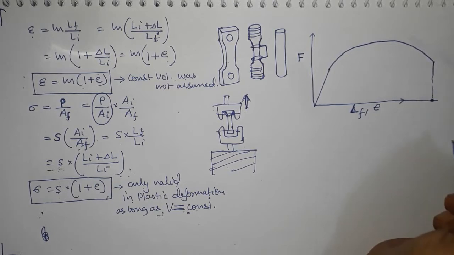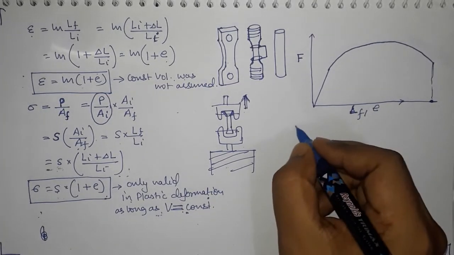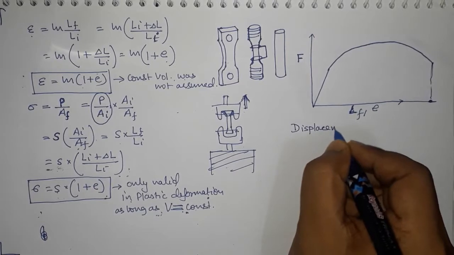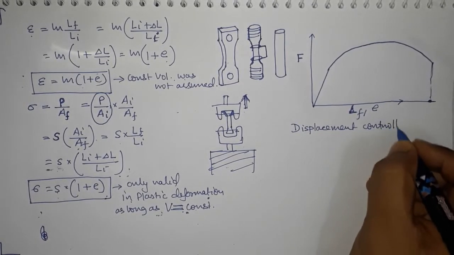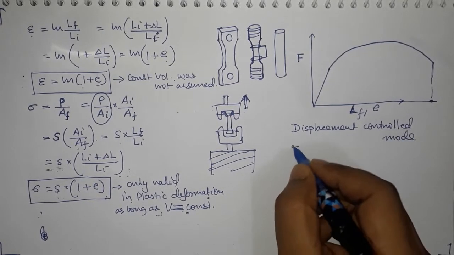Okay, so you will have the final point here. Then you will have to stop the machine, or if it is a very sophisticated machine it will stop by itself. There are 2 ways you can do this testing. One is displacement controlled mode, or force controlled mode.